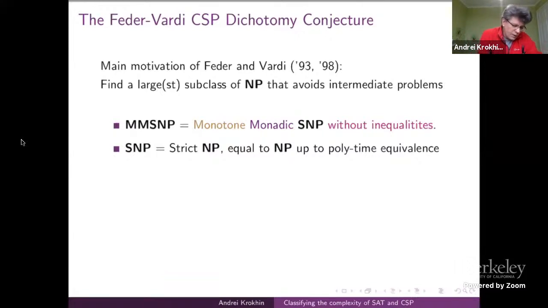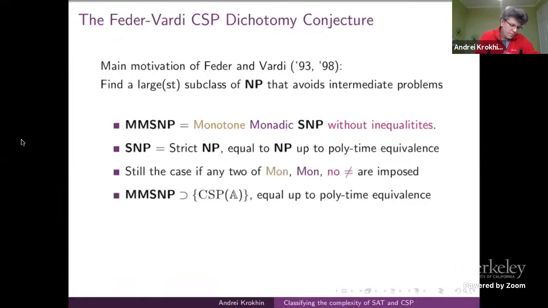So Feder and Vardi took this SNP and considered three restrictions for it: monotone, monadic, and without inequalities. I'm not going to define what these restrictions mean. The point is this. If you take SNP and apply not all three of these restrictions, but any two of them, then we still have that this class is equal to NP up to polynomial time equivalence.